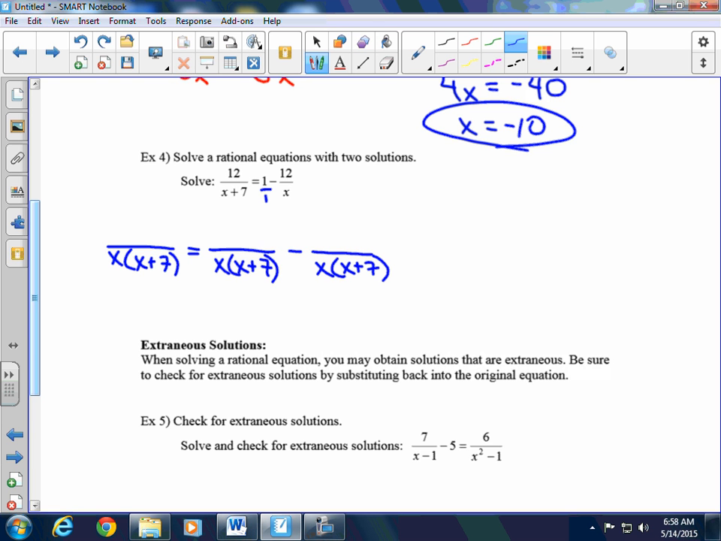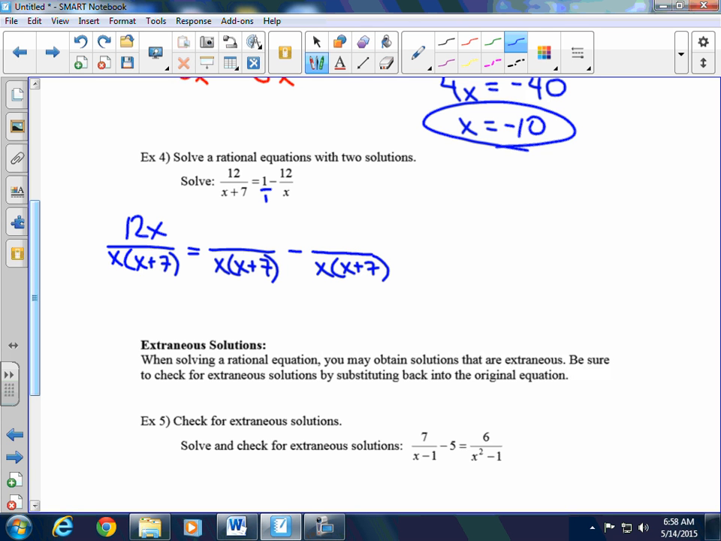And just like we did in the last section, now we have to figure out what we need for each fraction. So in the first one, I have an x plus 7. I need an x times x plus 7, so I just need the x there. So I need to multiply that by x. So we're going to have 12x.